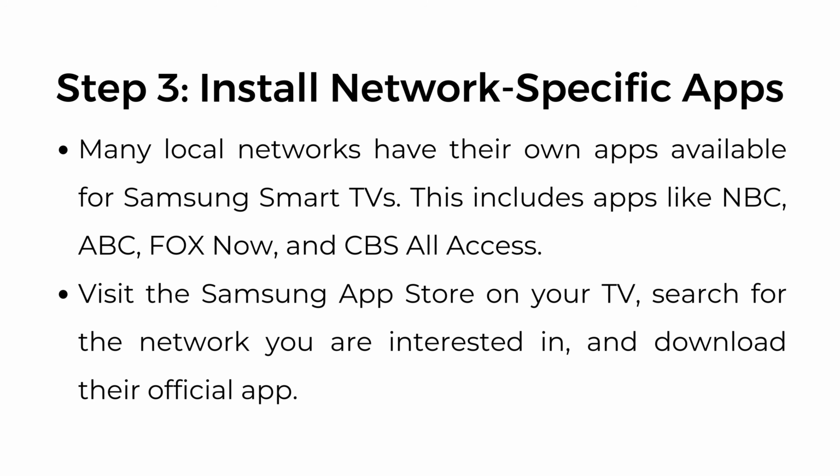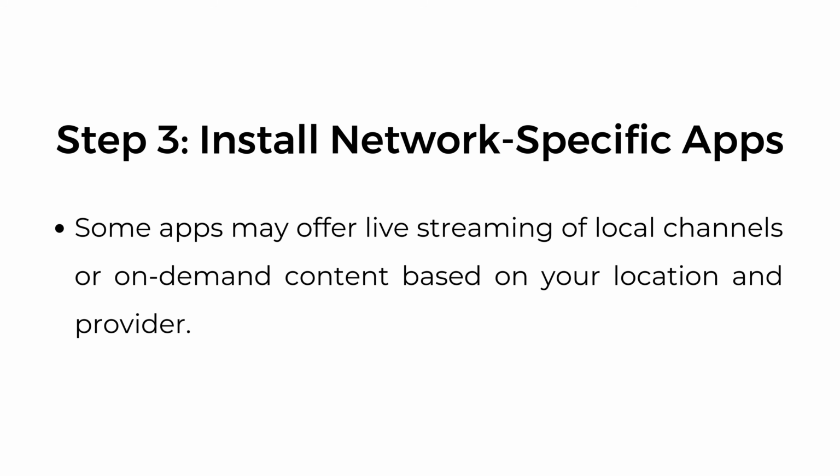Step number 3, install network-specific apps. Many local networks have their own apps available for Samsung Smart TVs. This includes apps like NBC, ABC, Fox Now, and CBS All Access. Visit the Samsung App Store on your TV, search for the network you are interested in, and download their official app. Some apps may offer live streaming of local channels or on-demand content based on your location and provider.